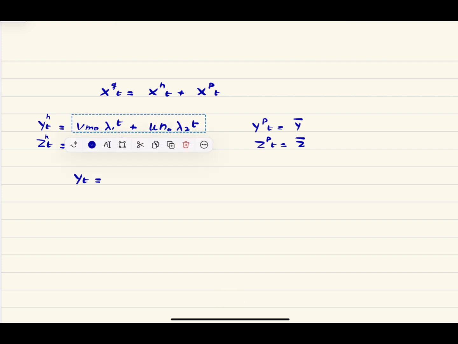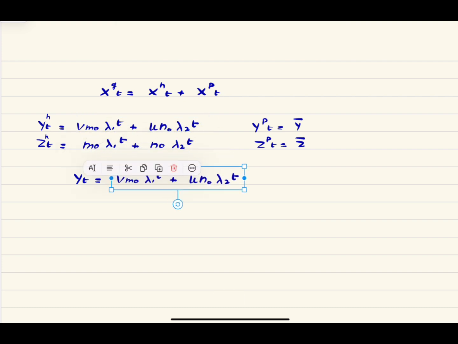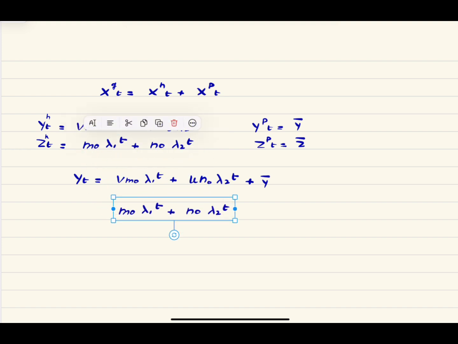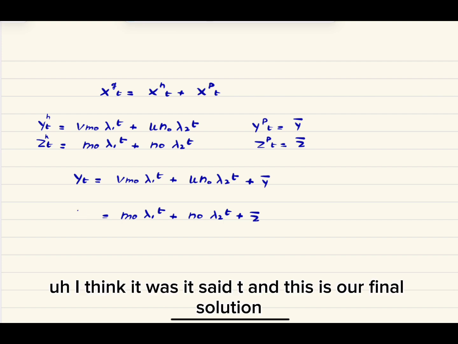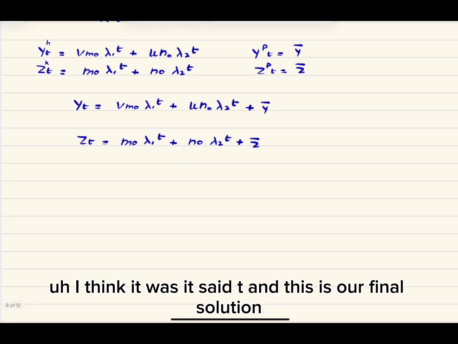this plus this, and the final solution for z_t would be this plus this. And there we have it. I think it was z_t, and this is our final solution.